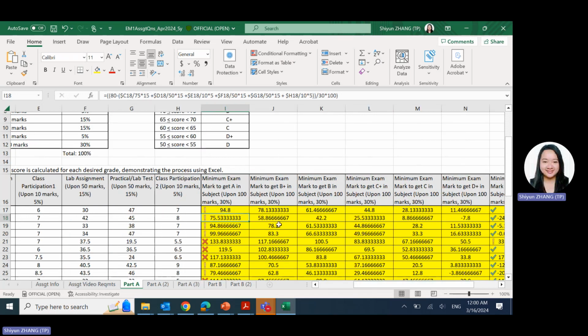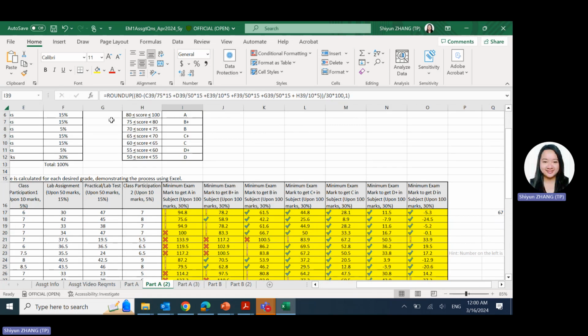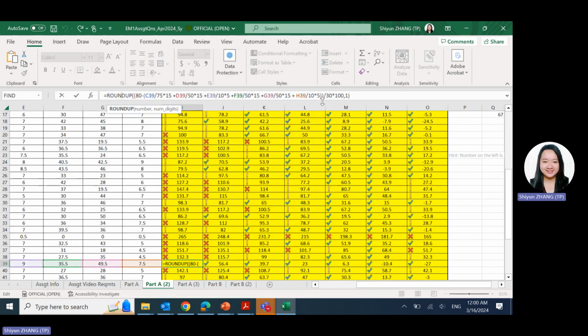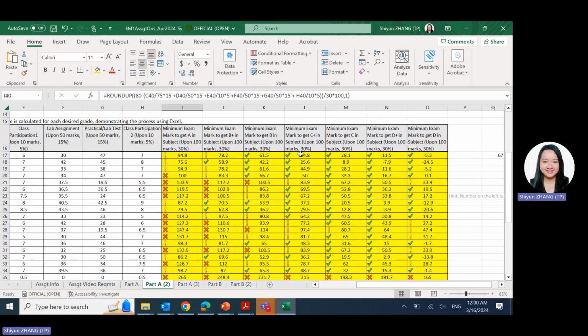Now, once I get this, I realized that there will be a lot of decimal places. So in this case, I do a roundup. The entire string, I do a roundup. However, to do a roundup, I need to input my decimal digit. I want one decimal place, so I just put 1 here. I just want to round up everything to one decimal place. On the other hand, I also add on conditional formatting.